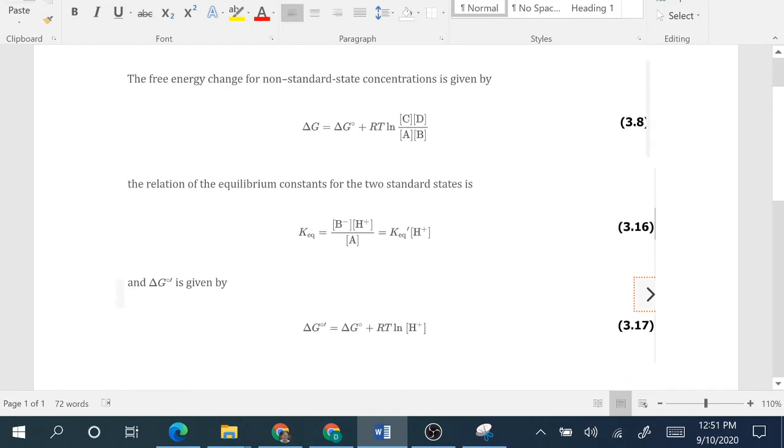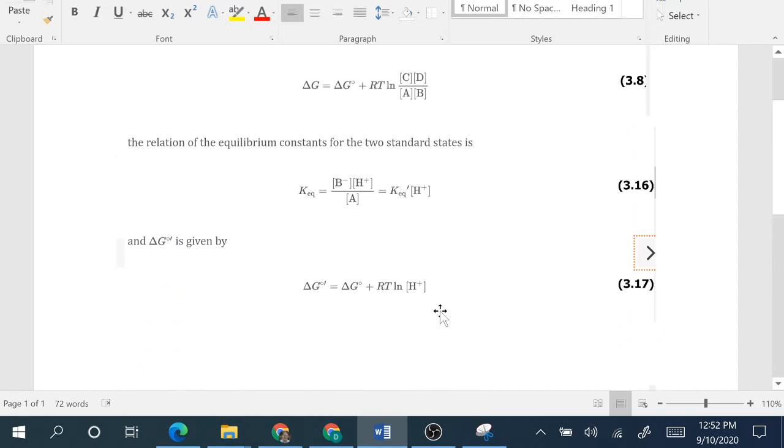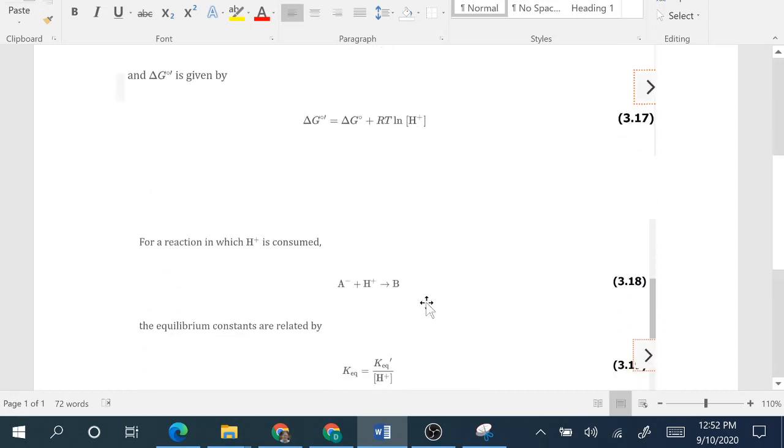Okay, and so if those are our new conditions, we can plug delta G naught prime in here, which is given by delta G naught prime is equal to delta G naught plus RT ln of the H plus concentration, because delta G naught prime is where everything is at 1 molar concentrations, except because of biological conditions, we have our H plus at 1 times 10 to the minus 7. So delta G naught prime is equal to delta G naught plus RT ln of H plus, because everything else is going to cancel out under those conditions. Okay, so this is for where hydrogen ion is produced in that reaction.